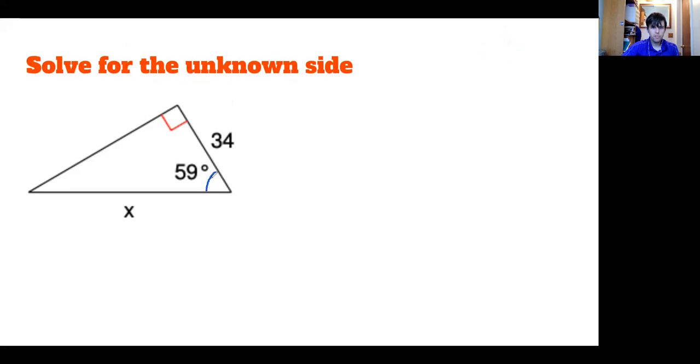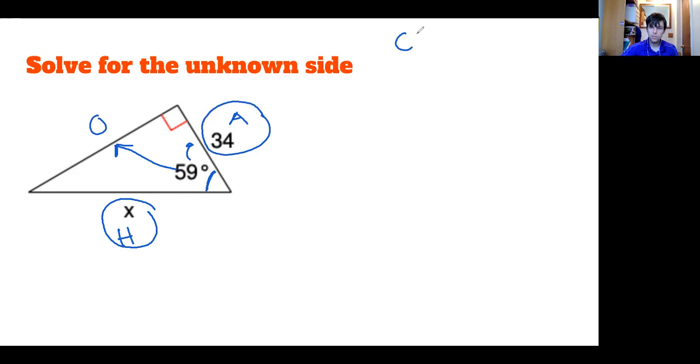So we have a 59-degree angle. I want to label my triangle relative to that known angle. So we have our hypotenuse down here. That's always across from the right angle. Then we have the opposite side and the adjacent side. So once we label the triangle, we choose the two sides, the one that we know and the one that we want to know. And that tells us which trig function to use.